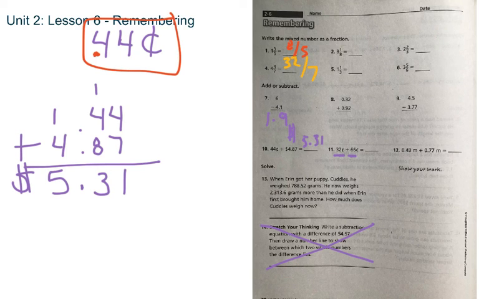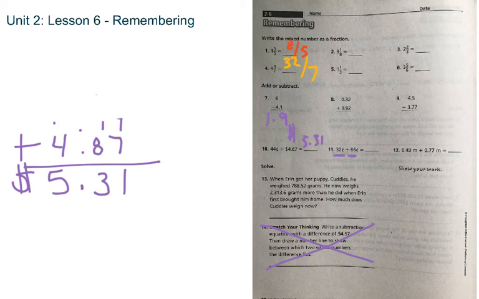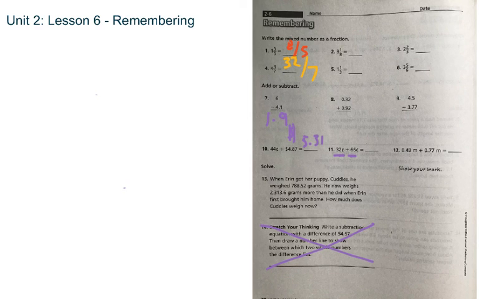Okay, you have one story problem, and it says, when Erin got her puppy, Cuddles, he weighed 788.52 grams. He now weighs 2,316.6 grams, or 2,313 6/10 grams more than he did when Erin first brought him home. How much does Cuddles weigh now?